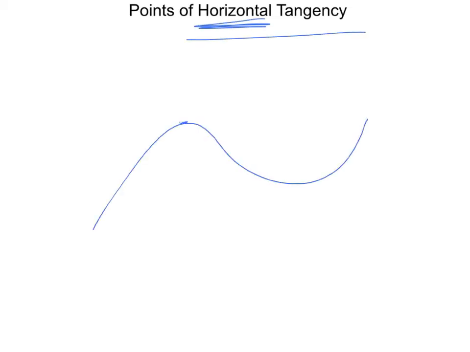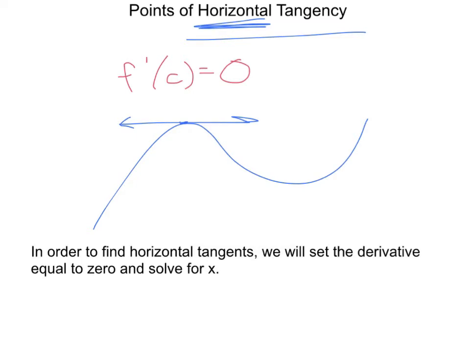Before I go any further on that though, think about what a horizontal tangent would mean, right? What it means is that you've got a point in a function where your tangent is horizontal. And what does that mean? We should be able to do something with that numerically, right? If you have a point where there is a horizontal tangent, it basically means that the derivative at that point will be 0. So when we're looking for horizontal tangents, we're effectively going to take the derivative and set that equal to 0.